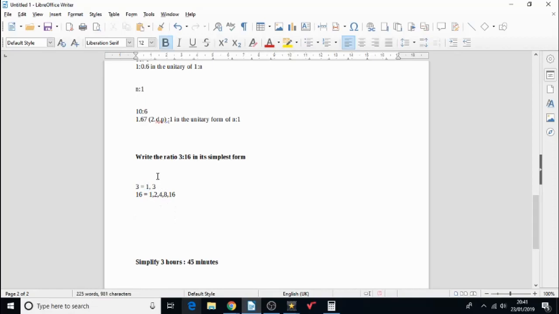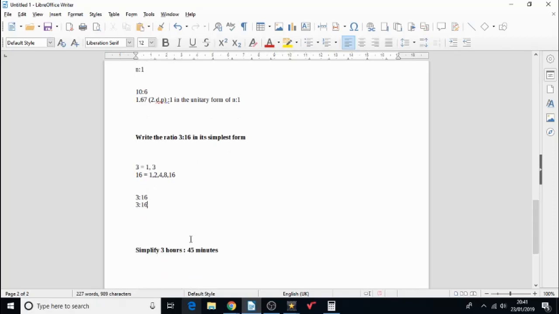This was basically a trick question. 3 to 16 divided by 1, drum roll, it's 3 to 16. That's in its simplest form because they haven't got any common factors other than 1. So therefore, you'd leave it how it is. 3 to 16 in its simplest form is 3 to 16.